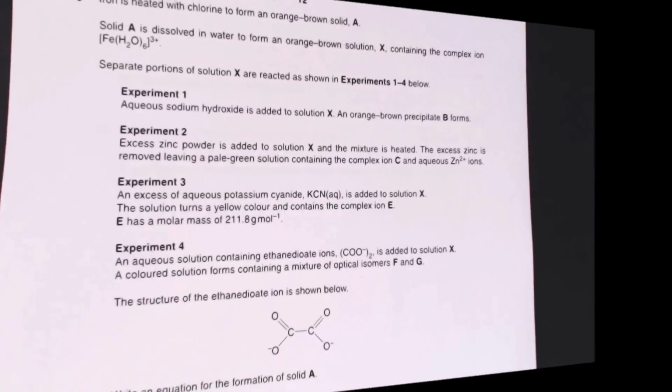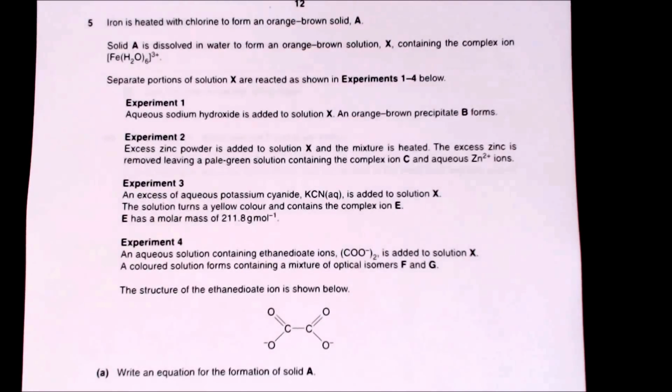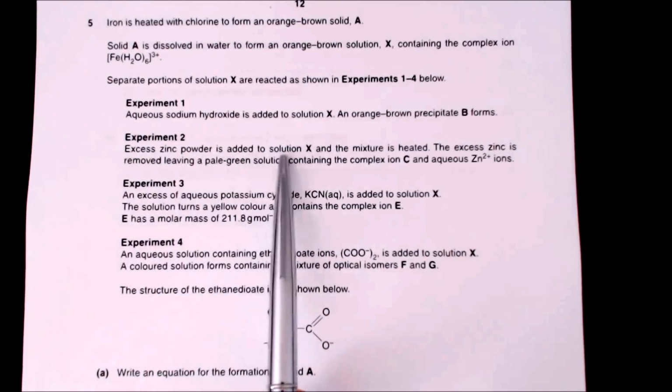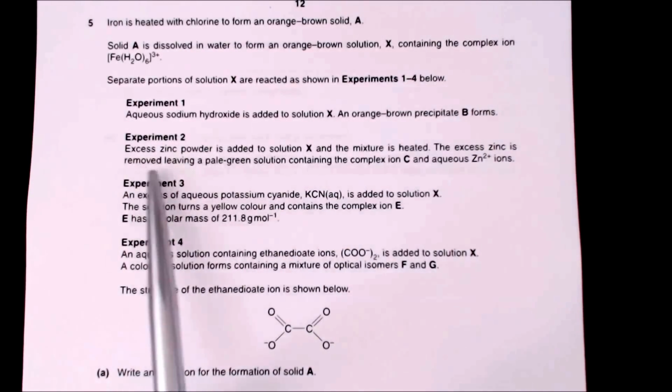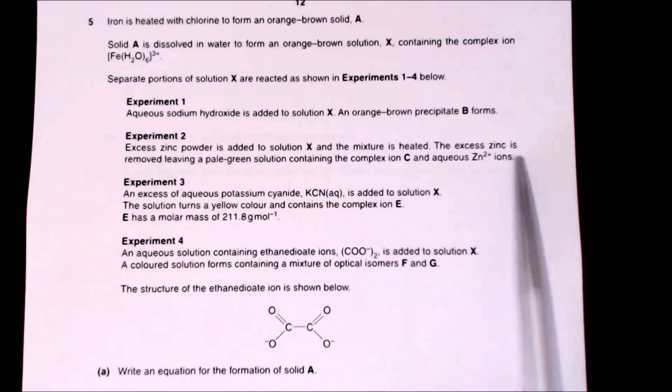Okay, so this is question 5, and it says iron is heated with chlorine to form an orange-brown solid A. Solid A is dissolved in water to form an orange-brown solution X, containing the complex ion Fe(H2O)6 3+. Separate portions of solution X are reacted as shown in experiments 1 to 4 below. Experiment 1, aqueous sodium hydroxide is added to solution X, an orange-brown precipitate B forms. Experiment 2, excess zinc powder is added to solution X and the mixture is heated. The excess zinc is removed, leaving a pale green solution containing the complex ion C and aqueous Zn2+ ions.